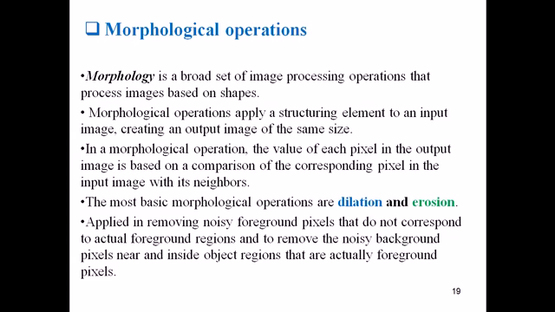Morphological operation. The image obtained from the background subtraction contains noise. In order to remove that noise, we apply morphological operations. Morphological operations are of two types: dilation and erosion. Morphological operations apply a structuring element to an input image, creating an output image of the same size. They are applied in removing noisy foreground pixels that do not correspond to actual foreground regions, and to remove the noisy background pixels near and inside the object regions that are actually foreground pixels.